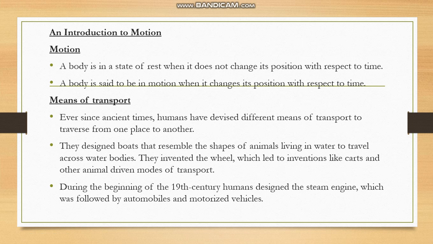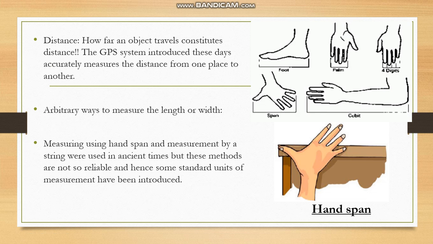Ever since ancient times, humans have devised different means of transport to travel from one place to another. During the beginning of the 19th century, humans designed the steam engine, which was followed by automobiles and motorized vehicles. Distance is how far an object travels. The GPS system introduced these days accurately measures the distance from one place to another.